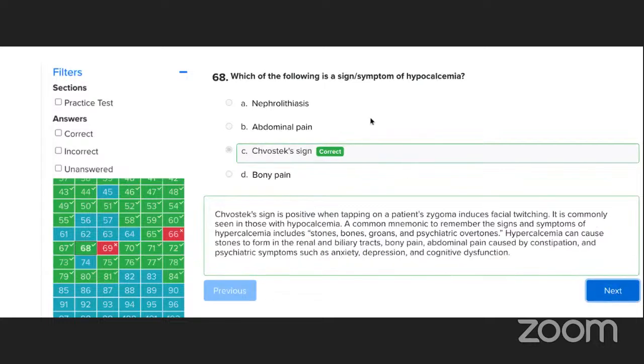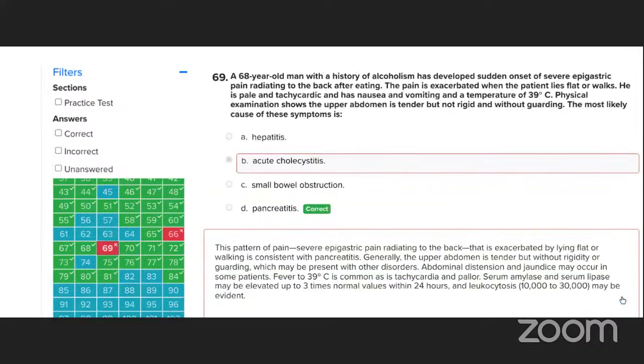That's 68, which is a sign of low calcium. Chvostek's sign is positive when tapping on a patient's cheek induces facial twitching. It's commonly seen in those with low calcium. Okay, so this is how you can remember. And they also talk about high calcium.